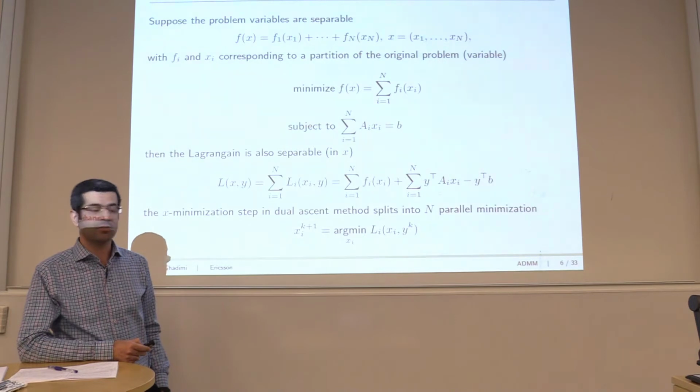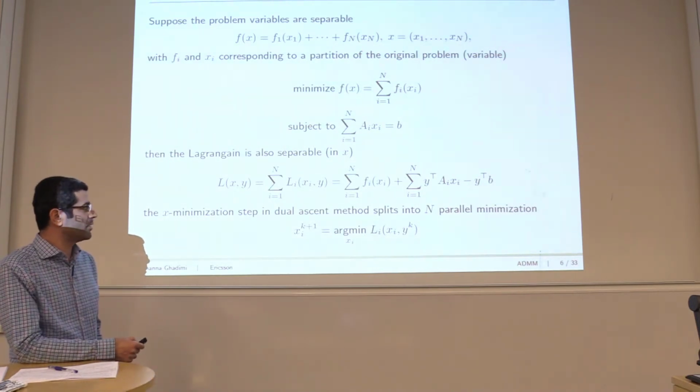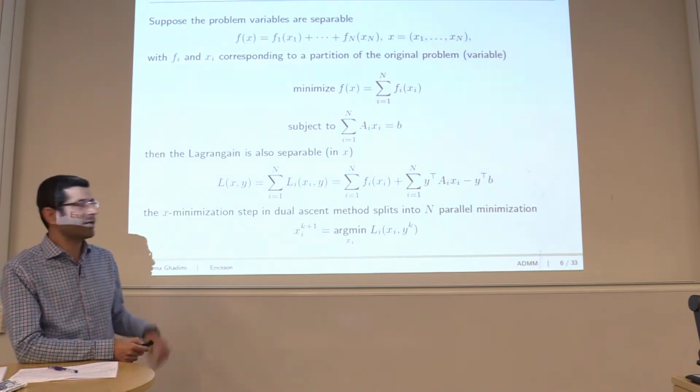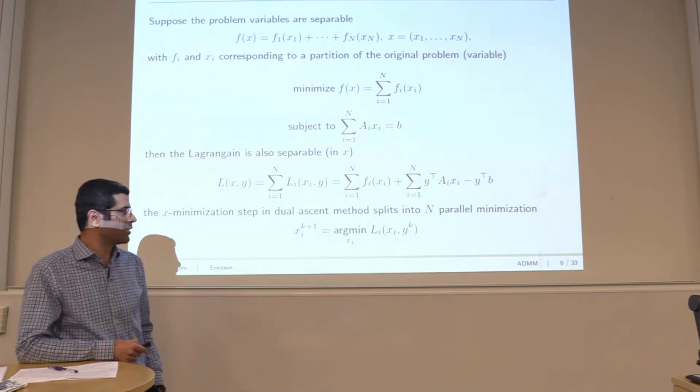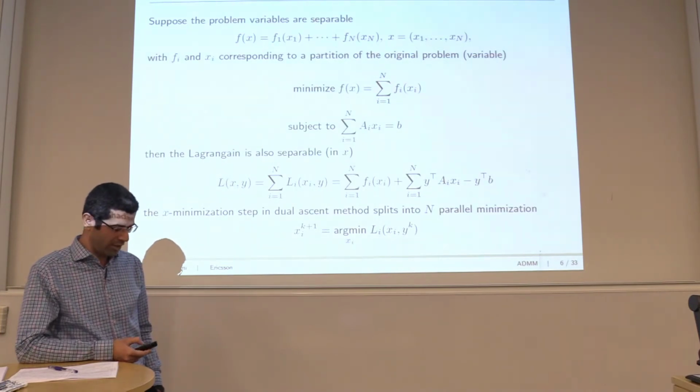So it's really nice. You can still do the minimization step with respect to the xi's in a split way, and then you can do that in a distributed way in different nodes, as long as you know a global variable or price yk.